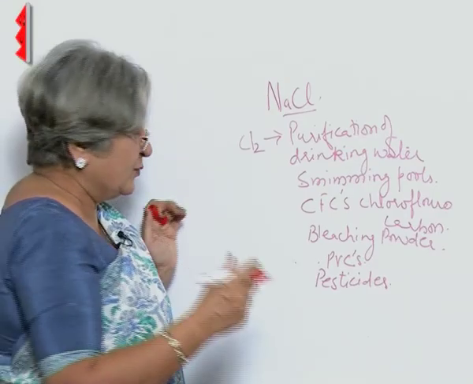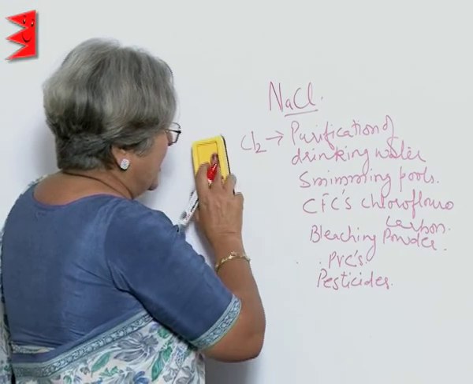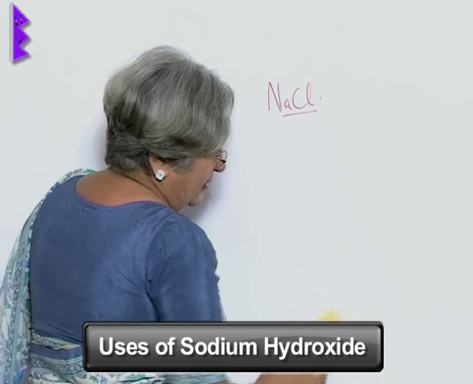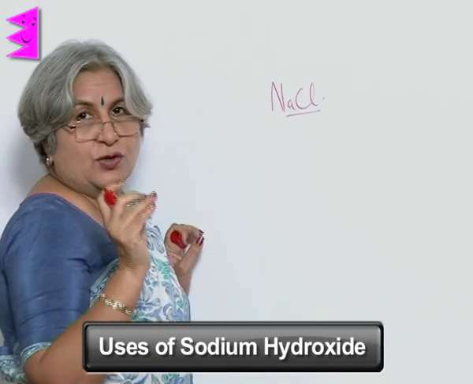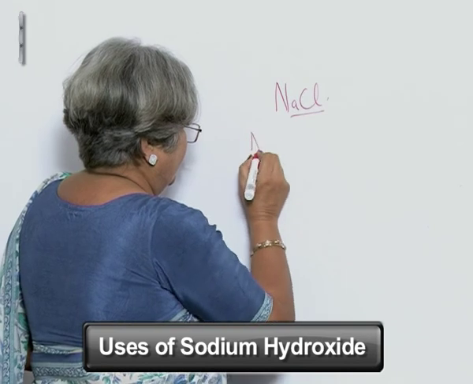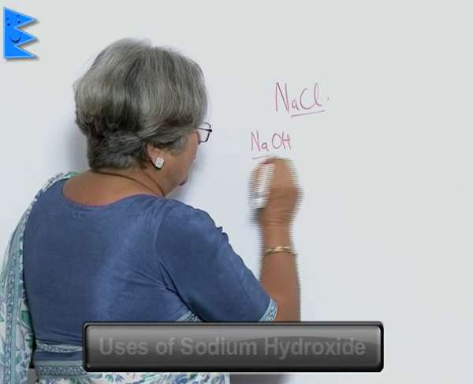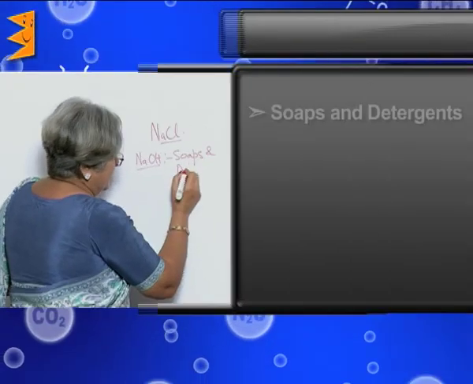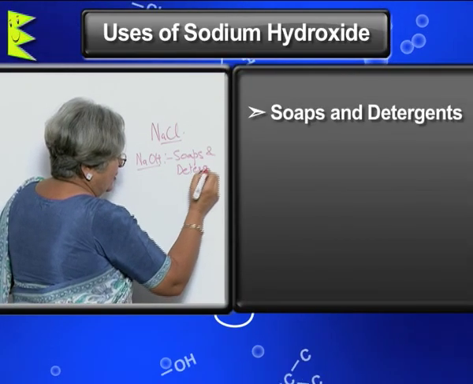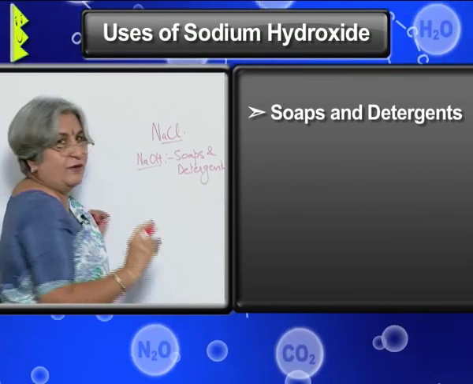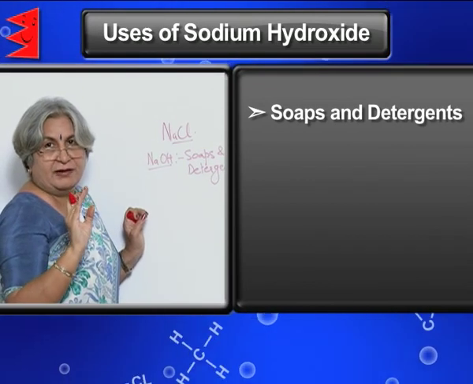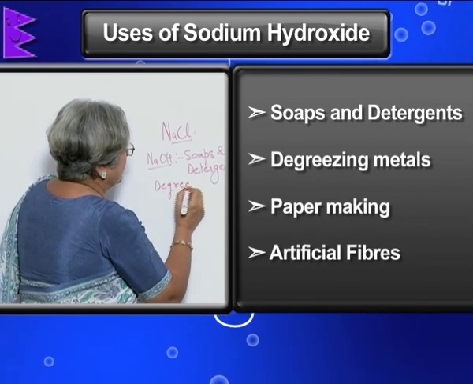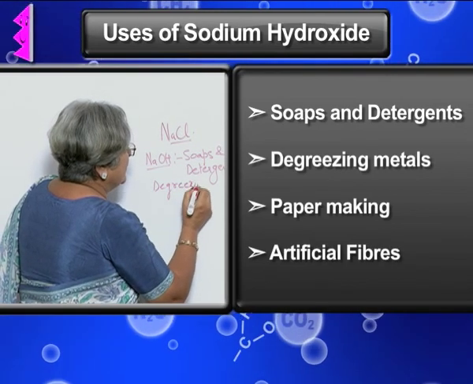Now, coming to our next product, that is sodium hydroxide. Sodium hydroxide is a part of soaps and detergents. So, it is used for making soaps and detergents. Because they have this property of removing grease, they are used for degreasing metals.